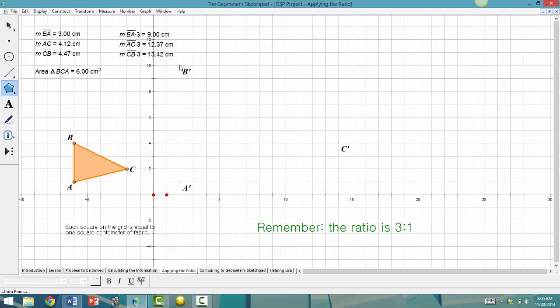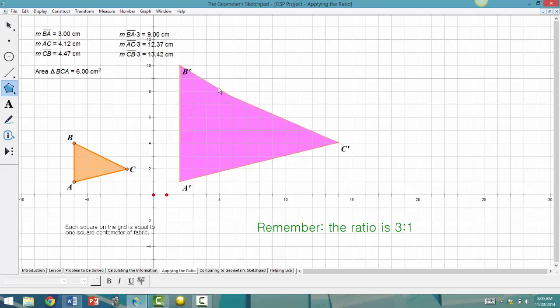So we are going to click on our different points, and just make sure you always go back to that origin. And this, when we have deselected, will now be the new triangle that Lisa will need to cut out.